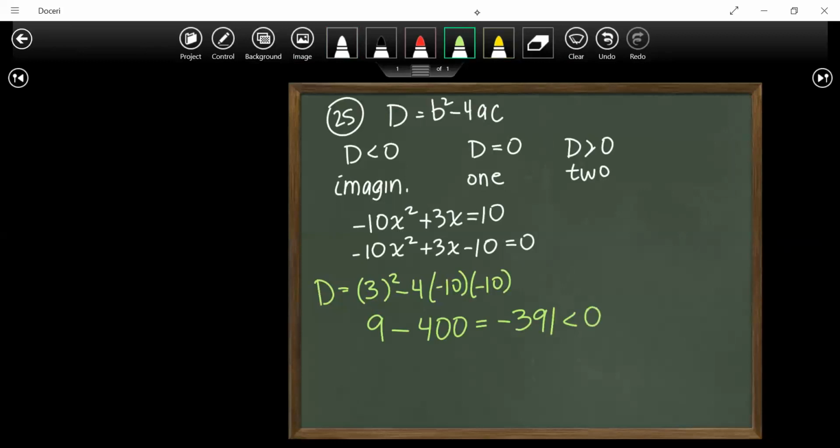So how many solutions do we have? Imaginary. No real solution. Imaginary numbers, it basically comes out to be that we have a square root of negative 391. And we can't have negatives underneath the square root, so technically it fits under the complex coordinate system, which we don't really do.